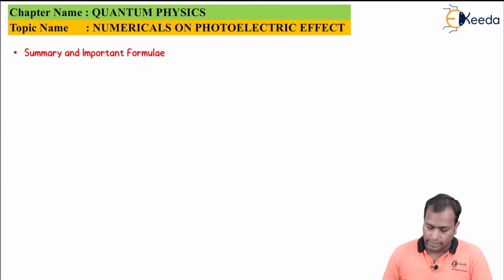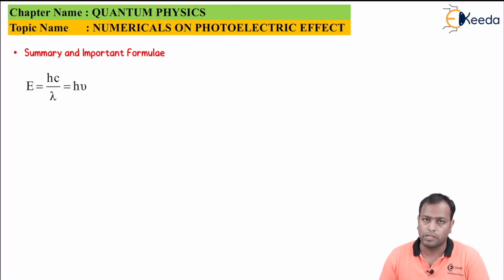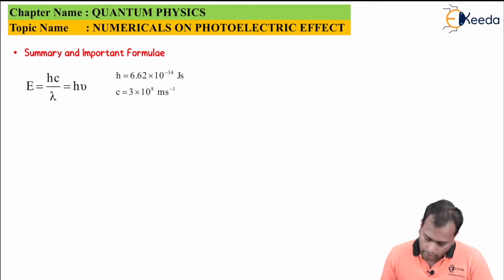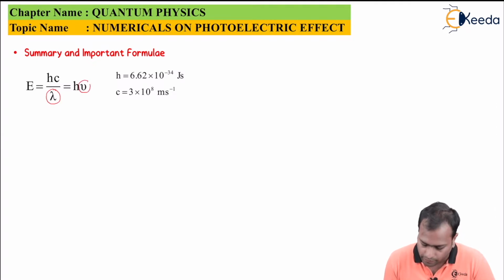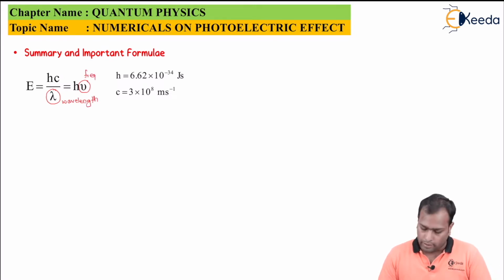So, firstly, the important formula is E equals hc by lambda, which also equals h nu, where h is the Planck's constant whose value is 6.62 × 10 to the power minus 34 joule second, and c of course is the speed of light, which is 3 × 10 raised to 8 meter per second. Remember, lambda is the wavelength and nu is the frequency.